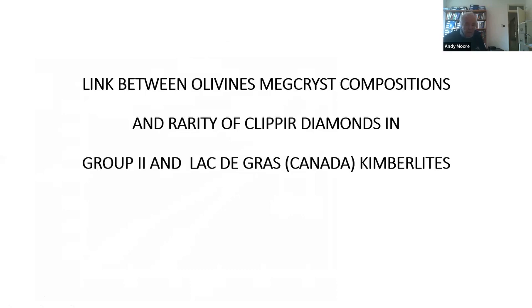And this is further illustrated by olivine megacrysts, because not only are clippers rare or absent in the group 2 kimberlites, but they're very rare in the Lac de Gras kimberlites in Canada.